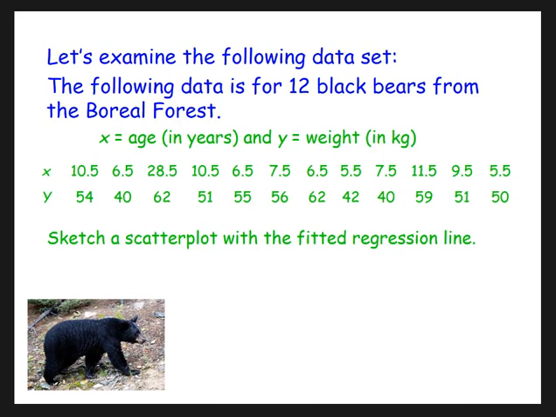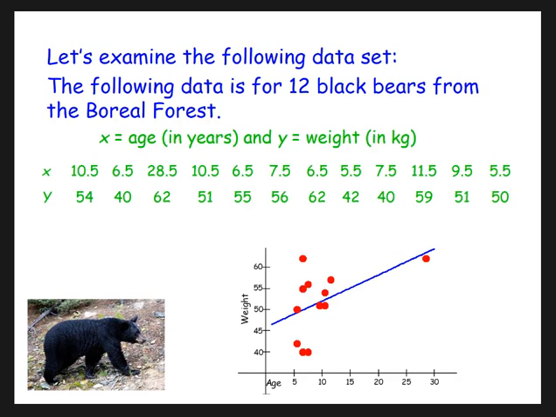So let's examine the following data set. The following data is for 12 black bears from the boreal forest, where x is their age and y is their weight. That's the scatter plot. Very few bears make it past about 12 years old, so that's why it's so clustered together there. You can see they do tend to get a little bit heavier as they get older, but it doesn't look like a great relationship. If we took this one outlier out here, it would really drastically change this to look like that.